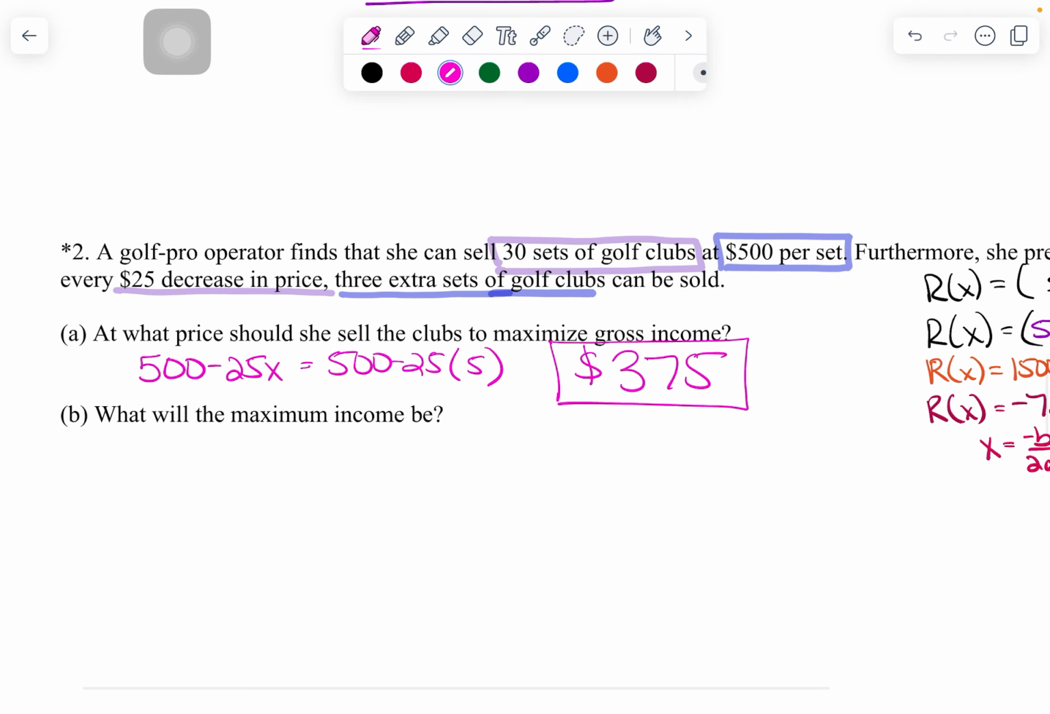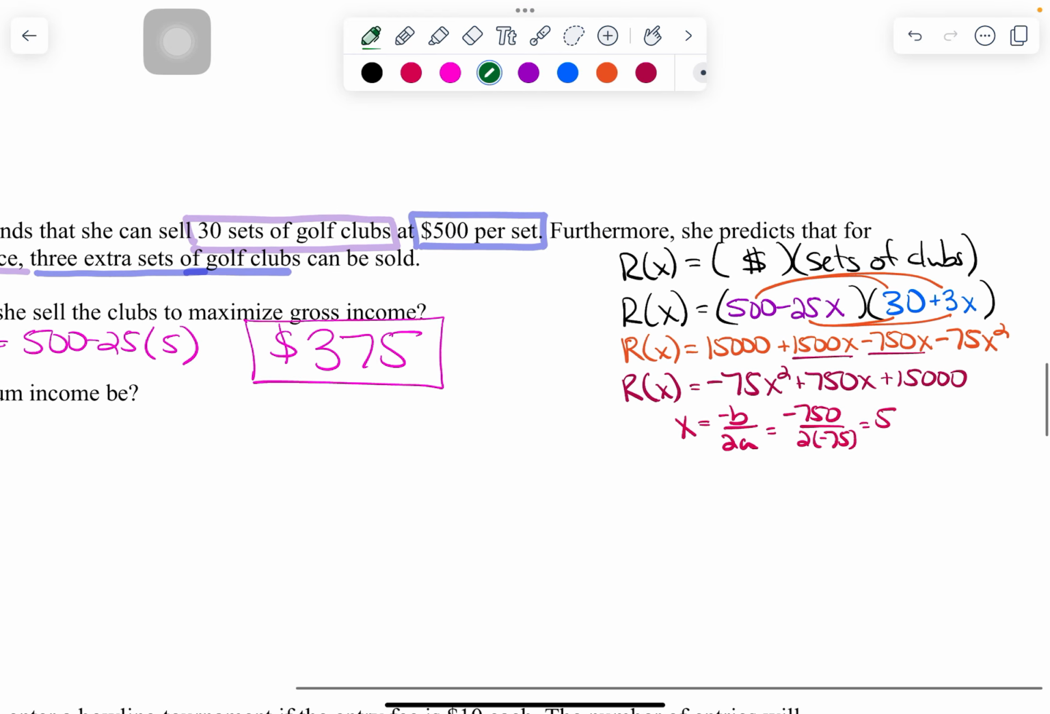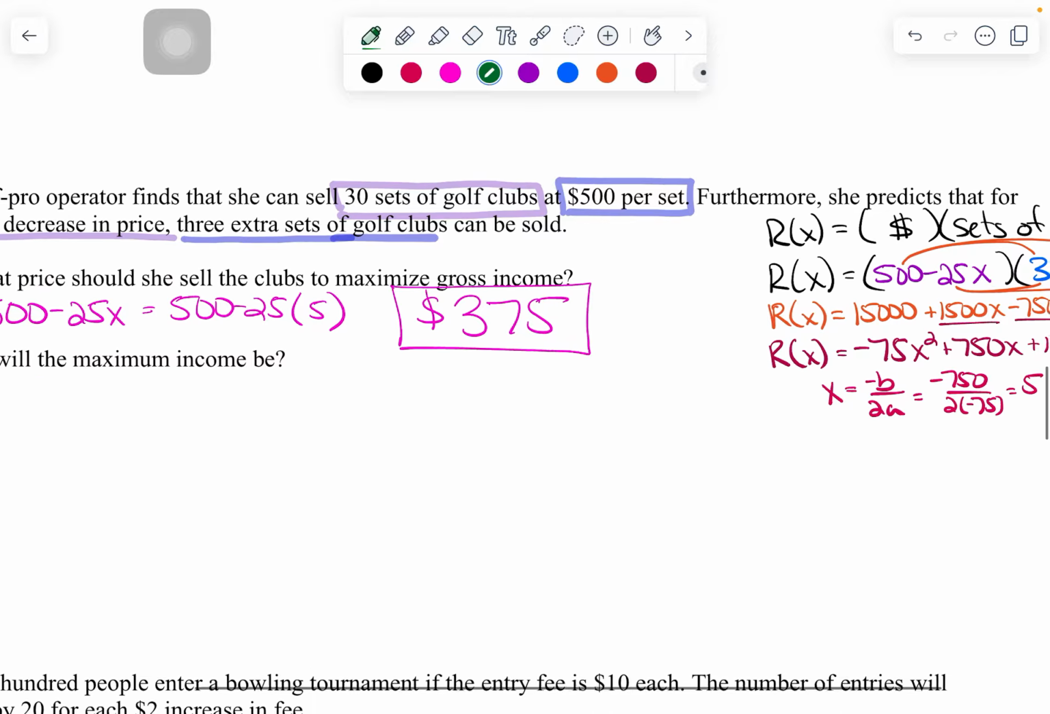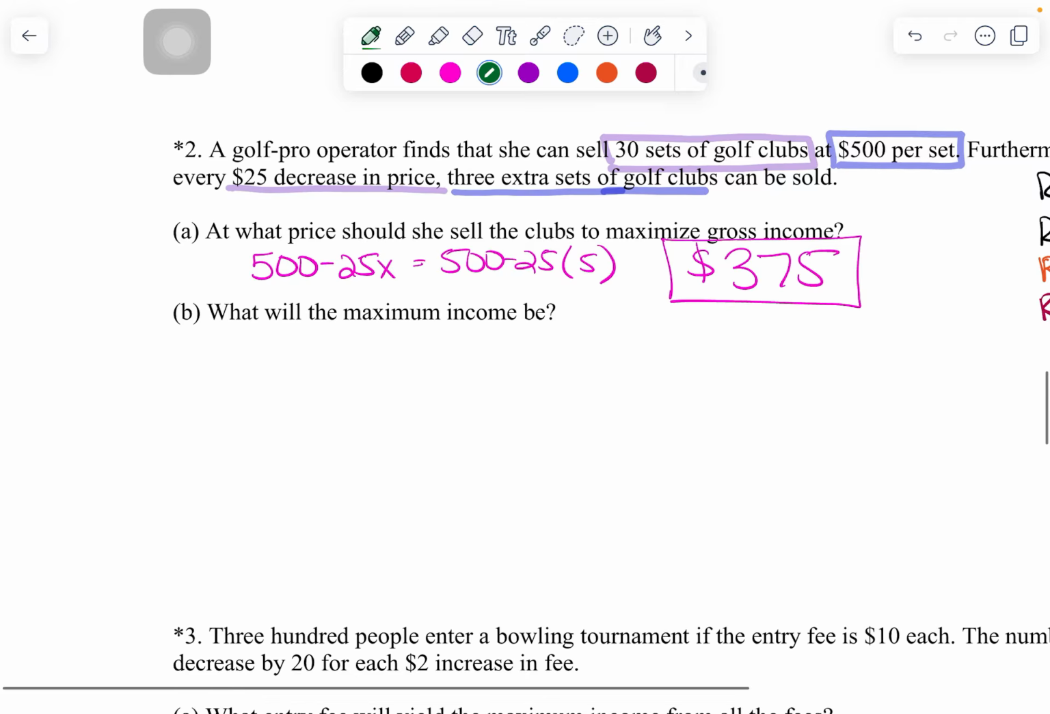And then what is the actual maximum income? And you can do one of two things here. You can either use our revenue equation up here that is broken up into the 2 pieces of price and sets of clubs, or you can bring it down here where it's multiplied out in standard form. But in either case, whether you use this equation or this equation, you're going to use x is equal to 5. All right, so that's what we're going to do here. I'll go ahead and use that bottom equation.